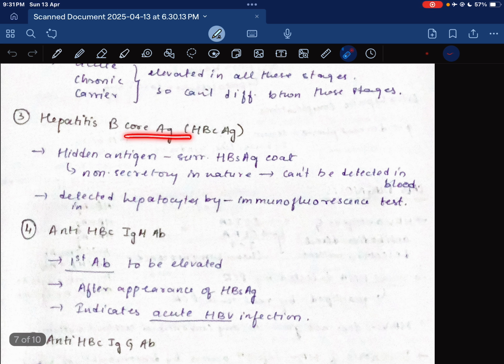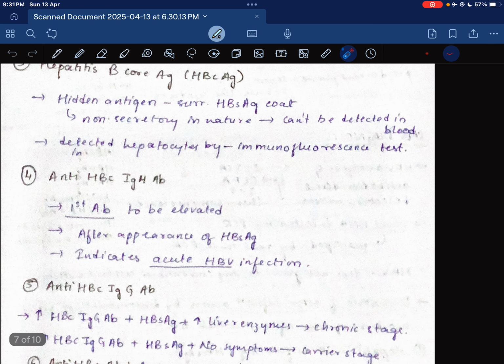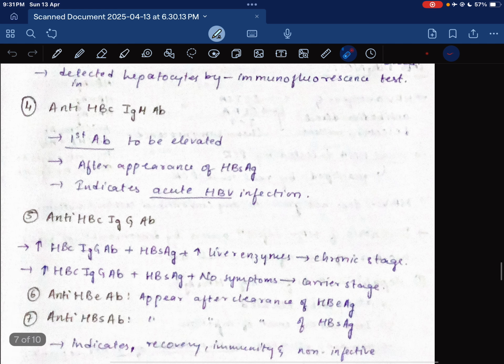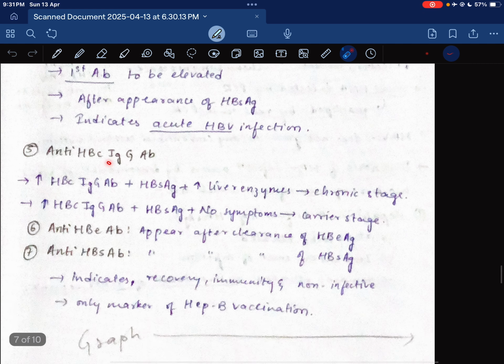Hepatitis B core antigen is a hidden antigen surrounded by HBs antigen coat. Non-secretory in nature, it is not detected in blood but can be detected in hepatocytes by immunofluorescence test. Anti-HBc IgM antibody is the first antibody to be elevated after appearance of HBs antigen and indicates acute HBV infection. Anti-HBc IgG antibody plus HBs antigen plus liver enzymes indicates chronic state. Without liver enzymes, it indicates carrier state.